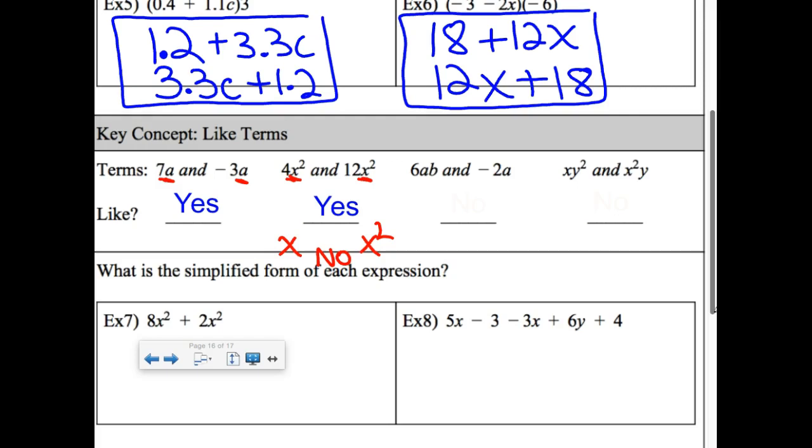This next one, I have an AB and an A. Now again, they both have A's, but they both don't have B's. So because they don't have the exact same thing, this is going to be a no. These are not like terms. And finally, on this last one, again, I have x and y's, but notice the one on the right here. The y is squared, whereas on the other one, the x is squared. So they're not quite like terms. They almost are, but because they're not perfect like terms, they are not like terms. Okay.